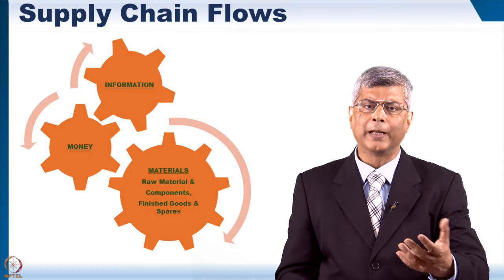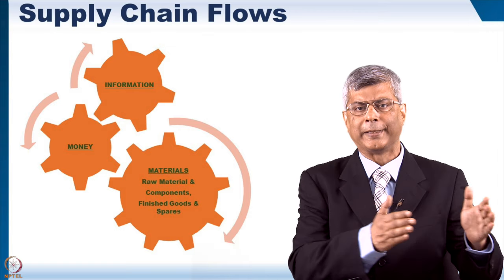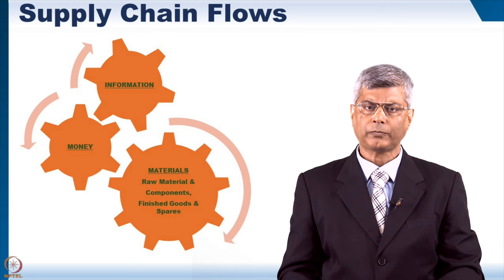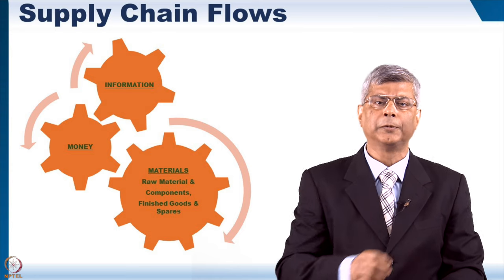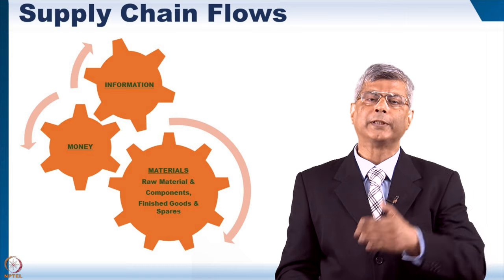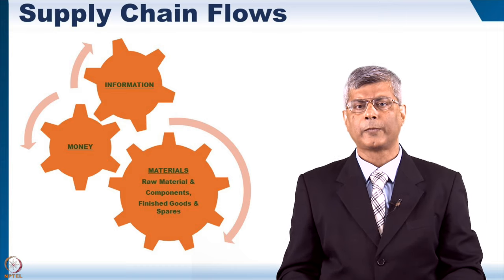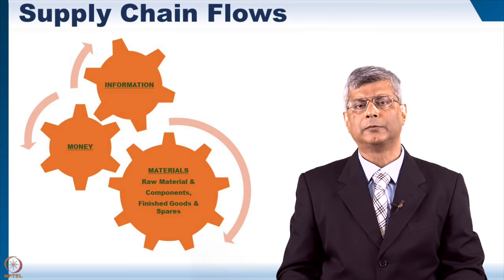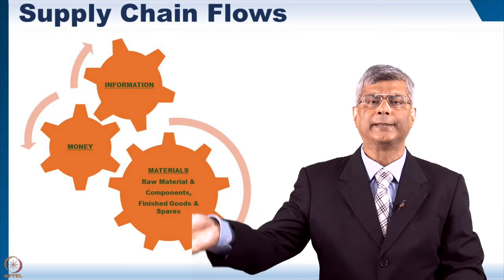But there's also flow of money. Because the flow of goods are going like this, the money flows in the reverse direction. So the goods will come from manufacturer to customer. Money will go in the reverse direction, from customer to manufacturer. Goods will come from suppliers to manufacturer. Money will go in the reverse direction, from manufacturer when he pays the suppliers.